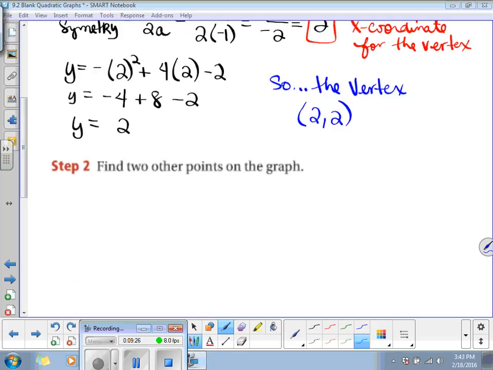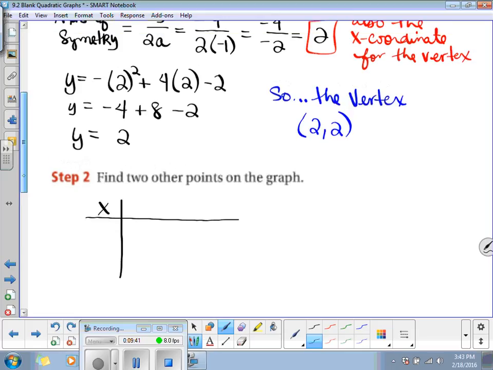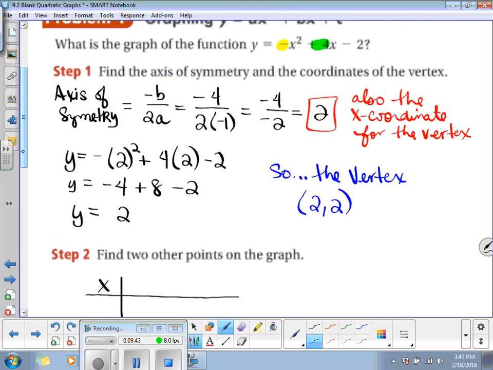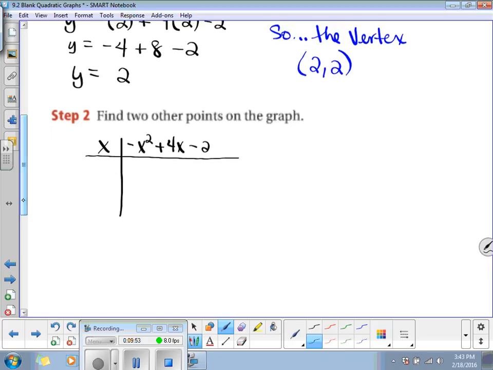Now the next thing we're going to do is find 2 other points on the graph. So we just make another function table. Alright, so we've got our x. What's our equation again? Negative x squared plus 4x minus 2. And then we'll solve for our y. Okay? How about two easy ones?